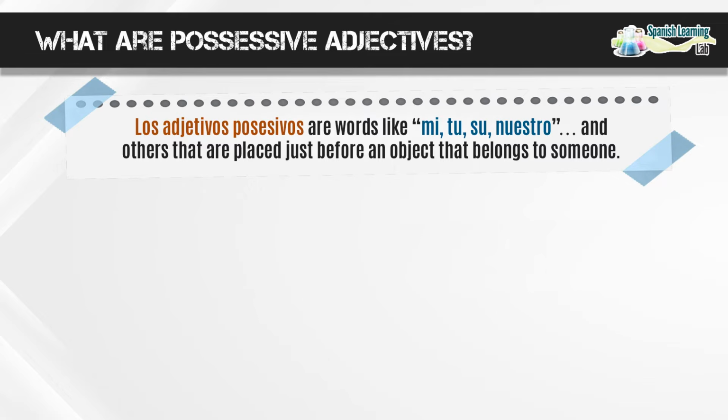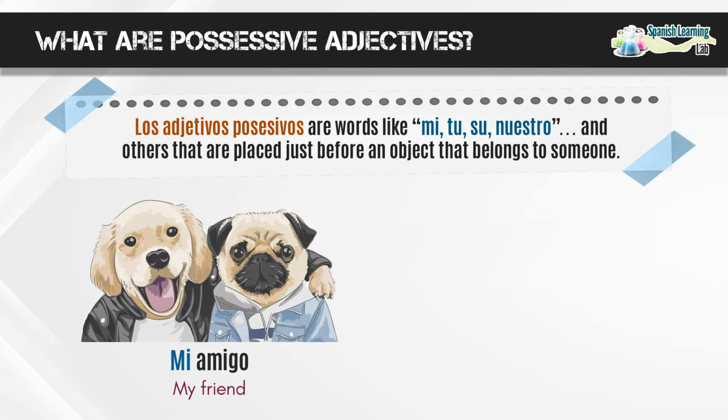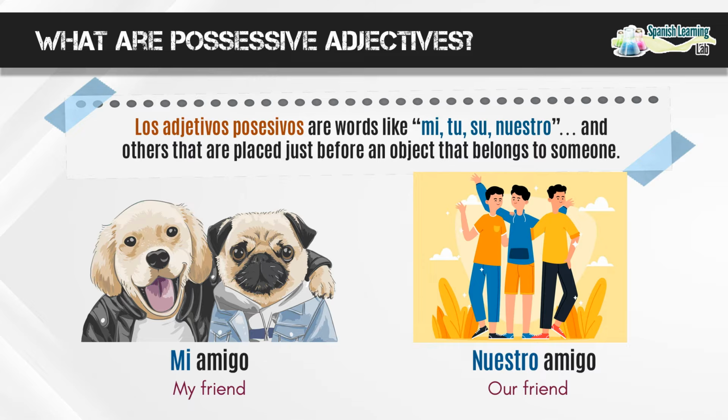Possessive adjectives, called adjetivos posesivos or determinantes posesivos in Spanish, are words like mi, tu, su, and others that are placed just before an object that belongs to someone. For example, if I want to talk about something that I have, then I will use the possessive adjective mi, just like in the phrase mi amigo. But if I want to talk about something that belongs to us, then I will use the possessive adjective nuestro, as in nuestro amigo.